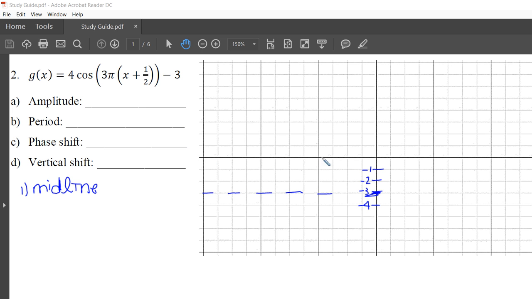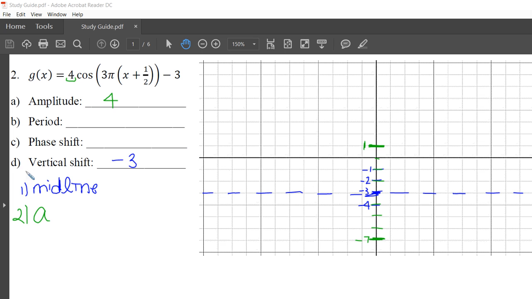At -3. So my vertical shift is -3. The second thing that we're going to indicate is our amplitude. Our amplitude is the very, very front number up front, so that's a 4. So that means I'm going to go up 4. So 1, 2, 3, 4. That's as high as my graph is going to go, which is at 1. And as low, 1, 2, 3, 4. That's as low as my graph is going to go, which is -7. Good?